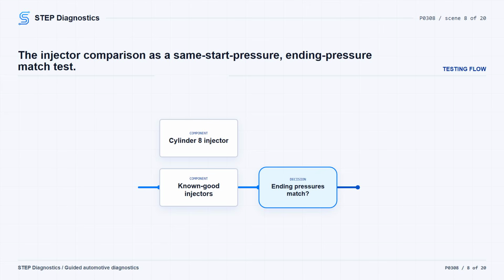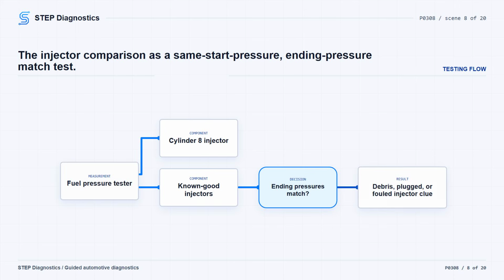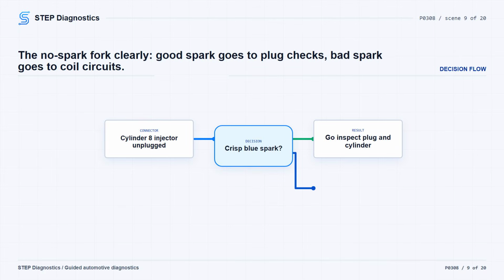Repeat the same process on several known good cylinders, always starting from the same starting pressure, then compare the ending pressures. If cylinder 8 stands out with too small a pressure drop, check for debris in the fuel rail or injector and repair as needed. If the pressure drop is too large, suspect a faulty or fouled injector, then verify the repair. If the injector pressure drops are about the same, remove the fuel pressure tester, reconnect the fuel lines, and check spark at the ignition coil for the misfiring cylinder.